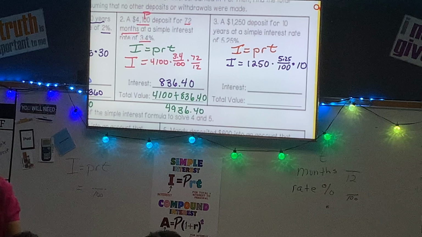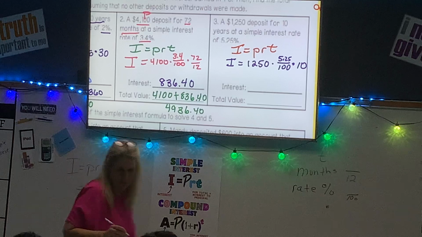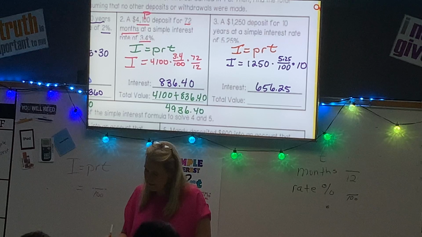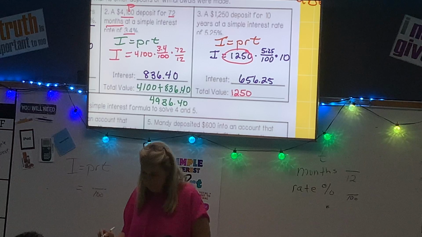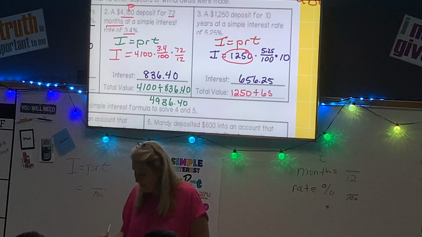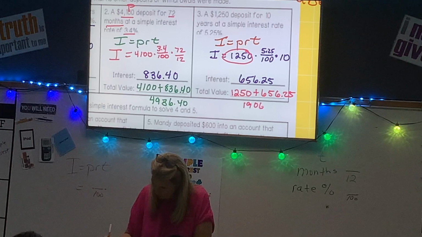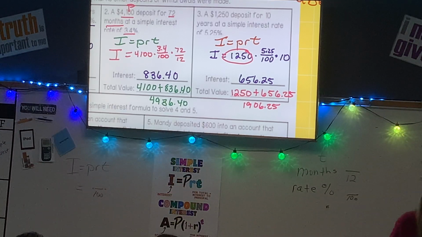Okay, how much interest are we going to earn? Good, $656.25. We then have $1,250 that we started with, plus our $656.25. Perfect, $1,906.25. So they can ask it that way, and they might say interest or they might say total. Okay, so you have to read what it's asking.